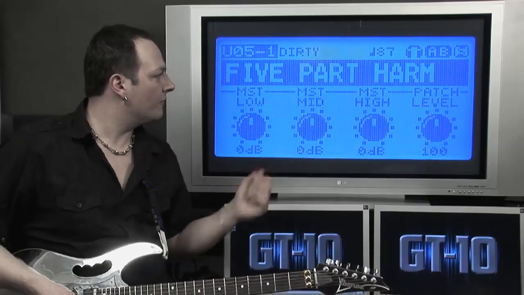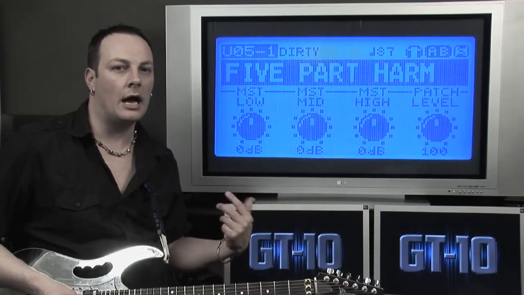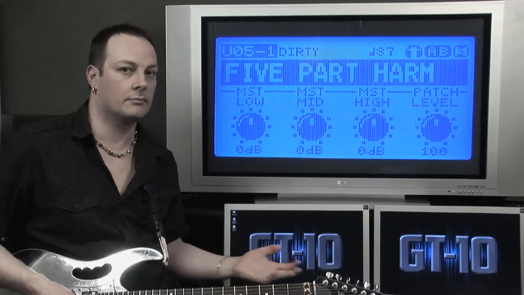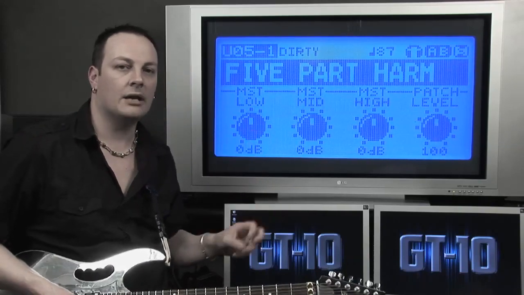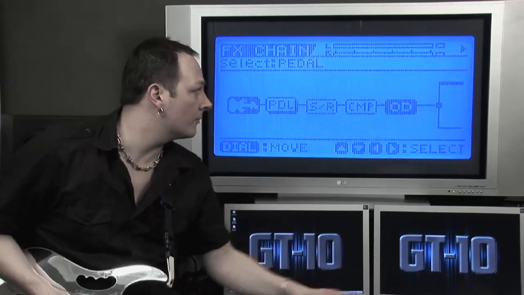So we've created our 5-part harmony patch, but there's a few things about this patch that are crucial in making it sound good. The first thing is where you're placing the harmony blocks within the effects chain. If I just go into the effects chain for a moment.